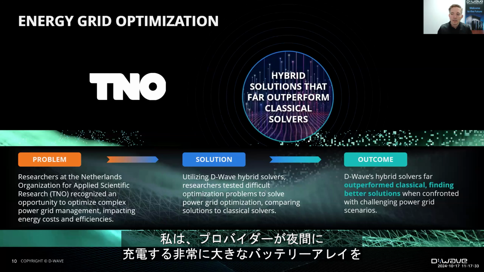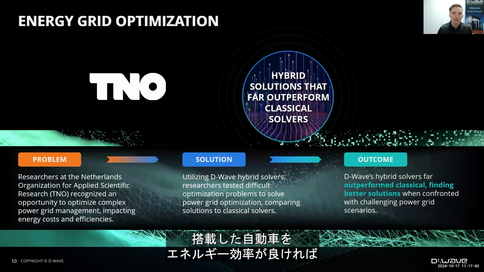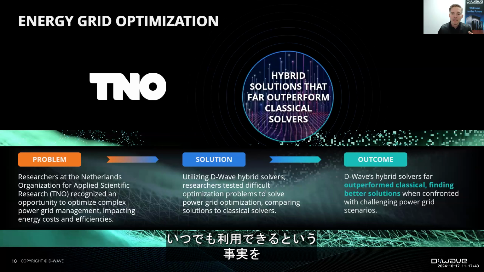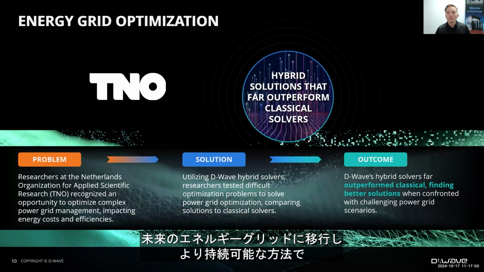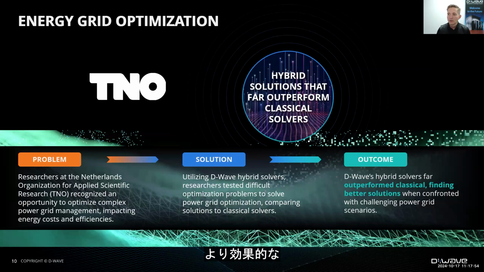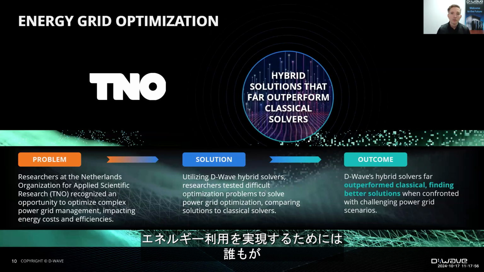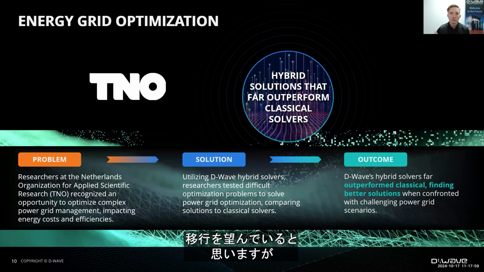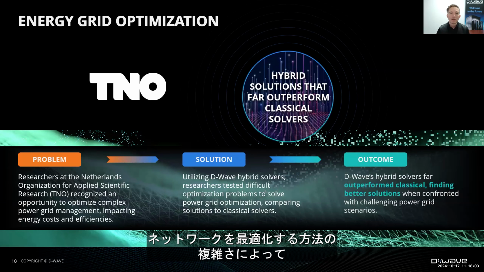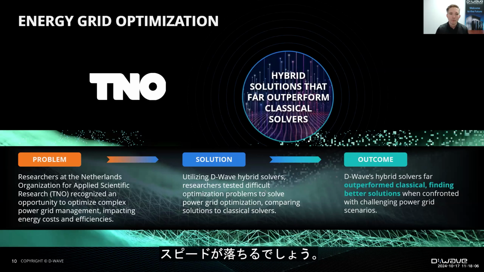I've read articles about providers looking at using the fact that we have cars with very large battery arrays that are charging at night, but they could actually draw from those cars at some times if it was more energy efficient to do so. In order to be able to move into that energy grid of the future and achieve more effective energy use in a more sustainable way, which I think everybody wants to move to, that's going to be held up. It's going to be slowed down by the complexity of how to optimize that network.